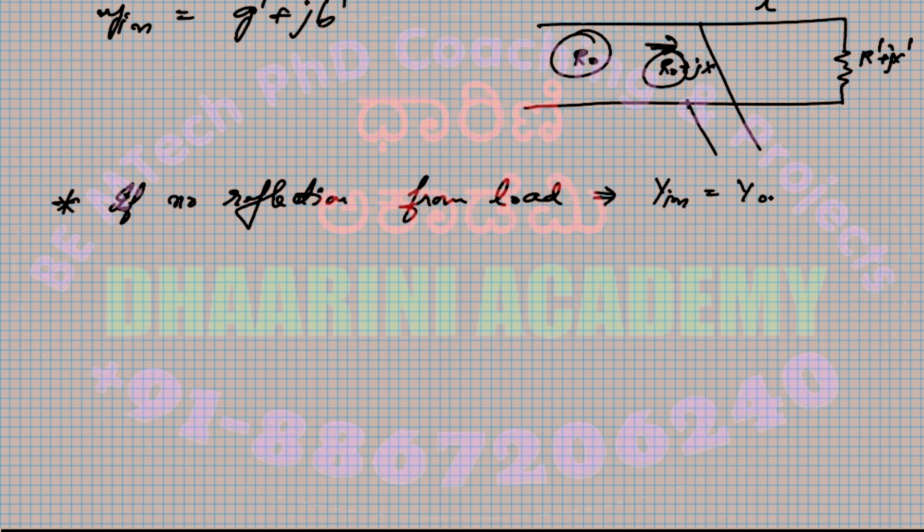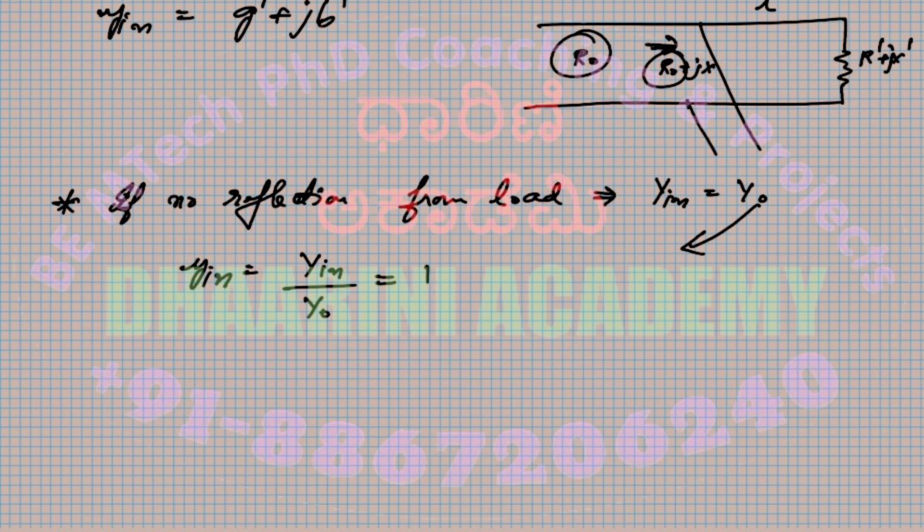in terms of Y. Okay, but I don't have capital Y in and capital Y naught with me. What I have is small y, correct? Small y in should be equal to capital Y in by capital Y naught, that is equal to 1. Are you okay? Because I'm simply moving this down. Because of the no reflection condition, this is the way. Whatever Y in you calculated, that value should be equal to 1.